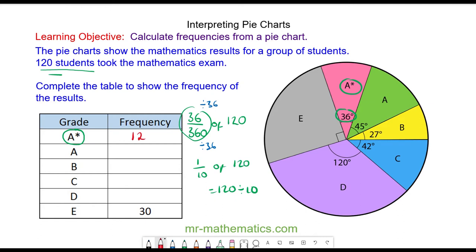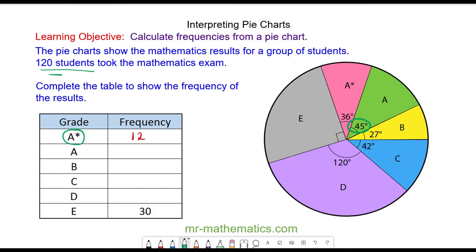Now we're going to work out the frequency for those who achieved the grade A. For grade A, we have 45 degrees out of the entire circle, which is 360. This fraction of the sample, which is 120. And we can simplify this fraction by dividing both the numerator and denominator by 45. So we have 1/8 of 120, which is 120 divided by 8, which is 15. So 15 students achieved the grade A.